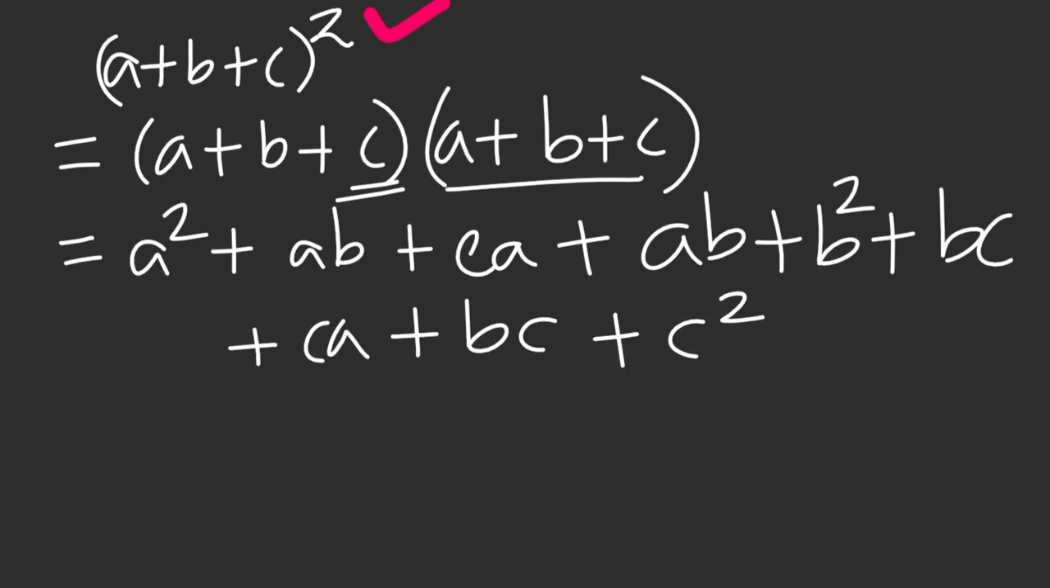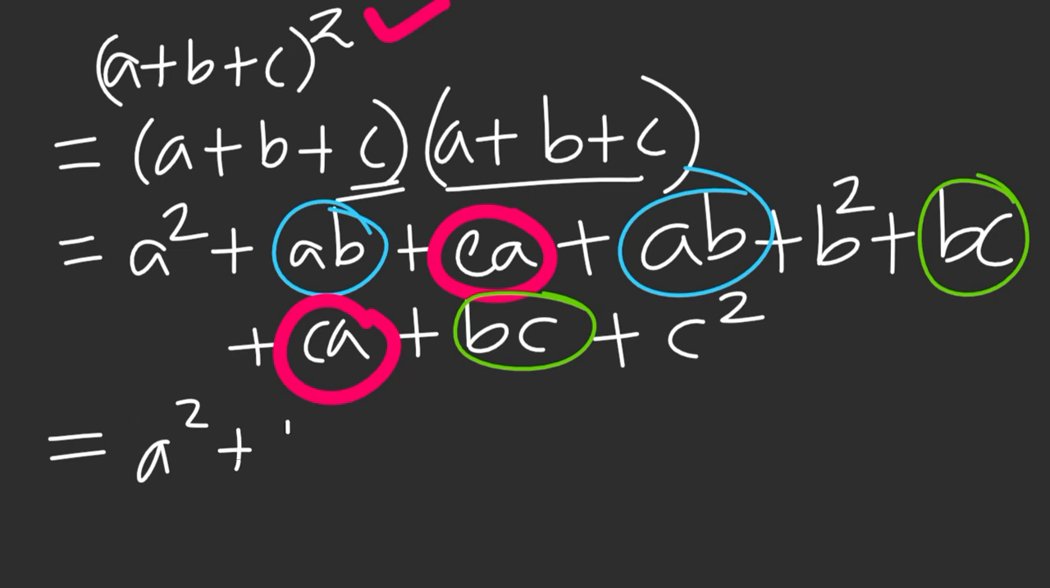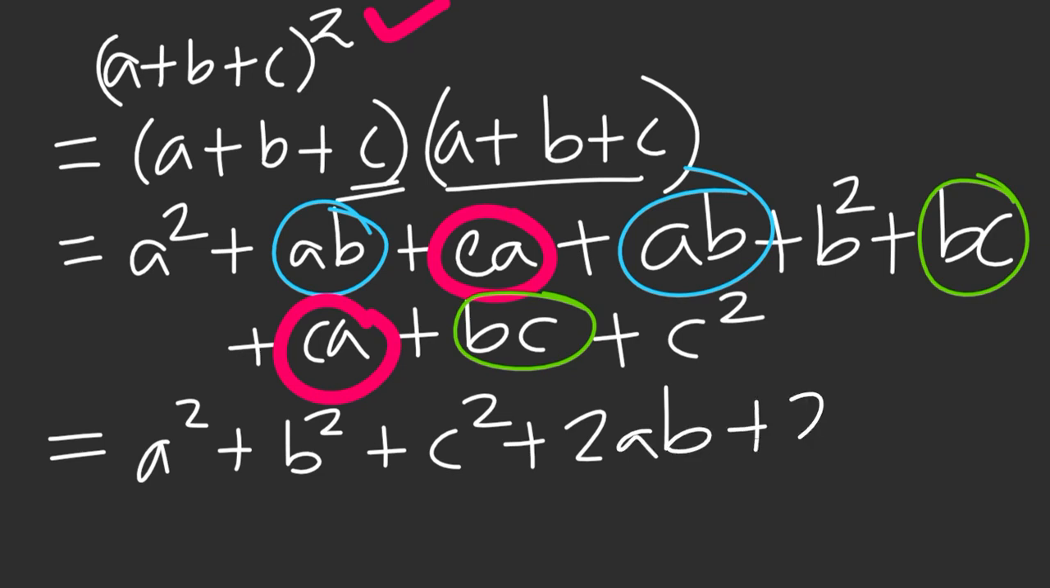And you can notice here that you have one AB and you have another AB. You have one CA, you have another CA, and you have one BC, you have another BC. So 2 AB, 2 BC, and 2 CA, and 1 A square, B square, and C square. Hence A square plus B square plus C square plus twice AB, twice BC plus twice CA.